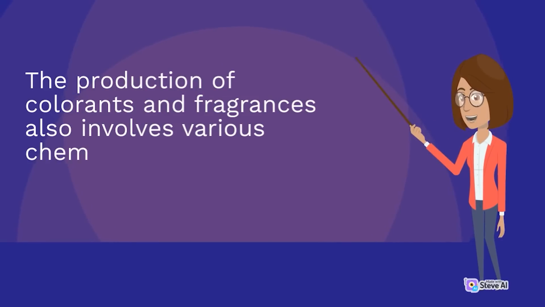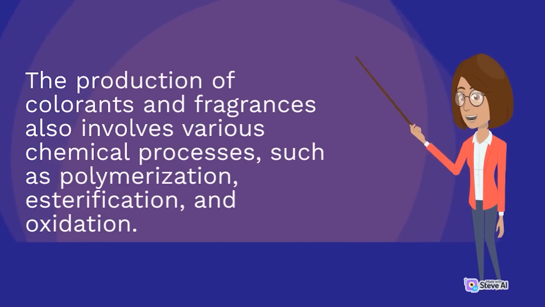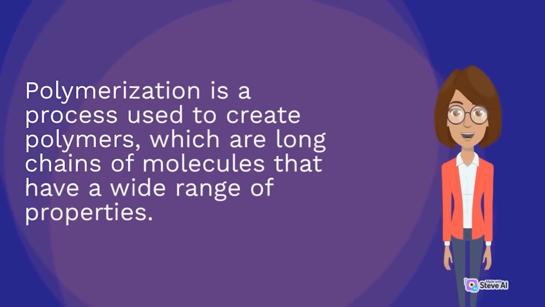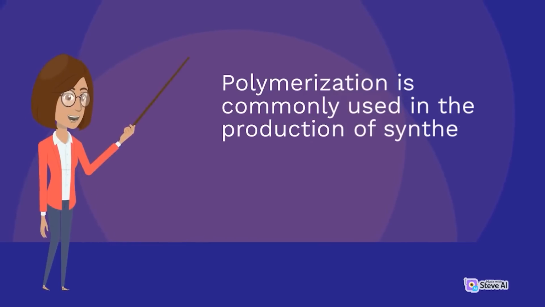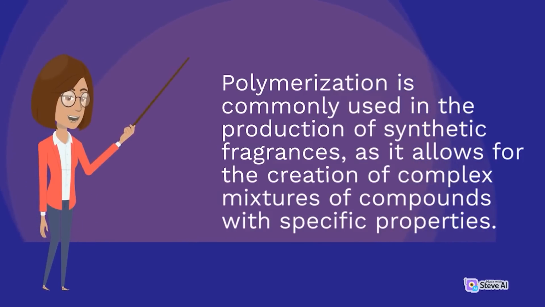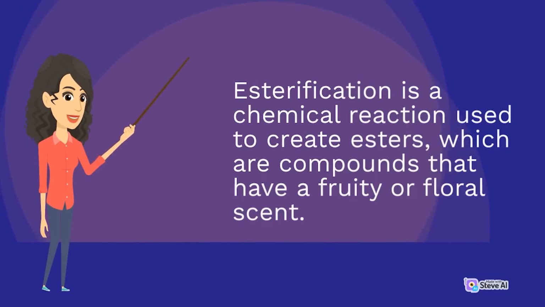The production of colorants and fragrances also involves various chemical processes, such as polymerization, esterification, and oxidation. Polymerization is a process used to create polymers, which are long chains of molecules that have a wide range of properties. Polymerization is commonly used in the production of synthetic fragrances, as it allows for the creation of complex mixtures of compounds with specific properties. Esterification is a chemical reaction used to create esters, which are compounds that have a fruity or floral scent.